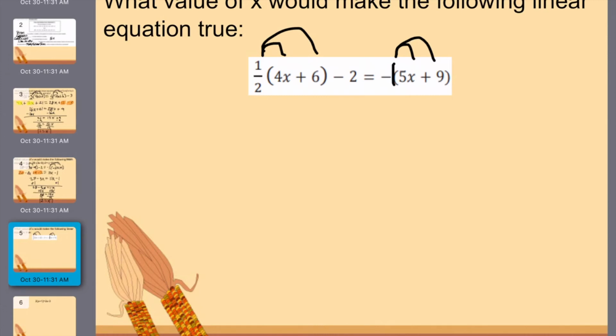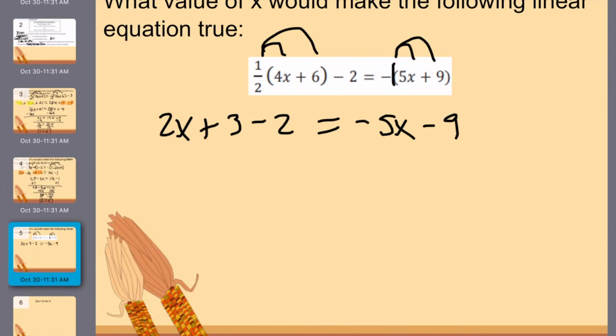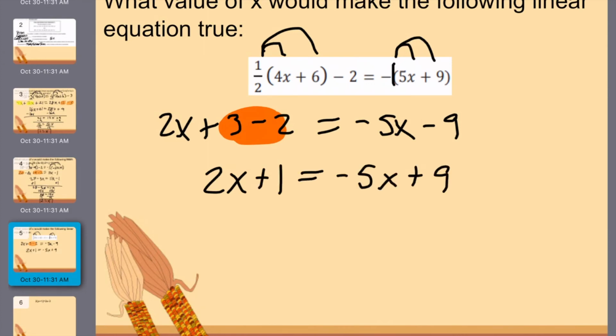So 1/2 times 4x is the same thing as 4x divided by 2, which gives me 2x. And 1/2 times 6 is the same thing as 6 divided by 2, which is positive 3. And that minus 2 gets dropped down. Negative 1 times 5x is negative 5x. And negative 1 times positive 9 is negative 9. So now again, I need to combine some like terms. So I have 2x plus 1 equals negative 5x minus 9.